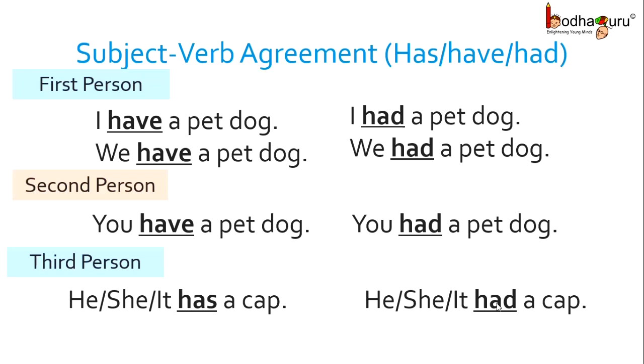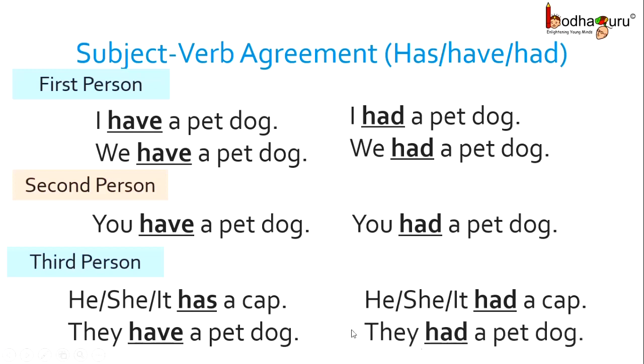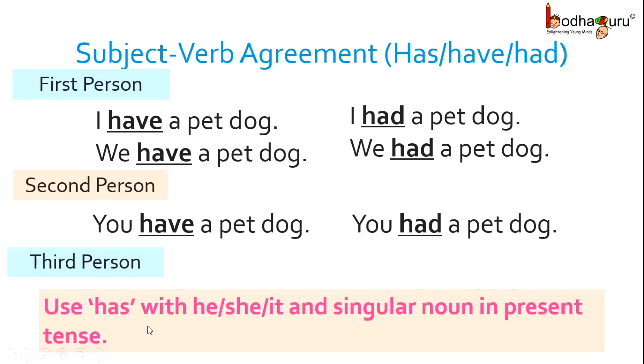They have a pet dog. We use have with they in present tense. They had a pet dog. Had is used with they in past tense. So always remember, has is used with he, she, it and singular noun in present tense.